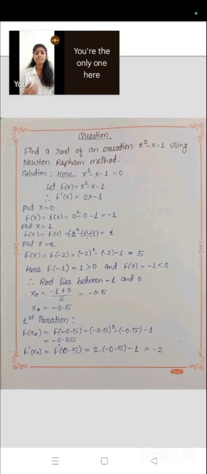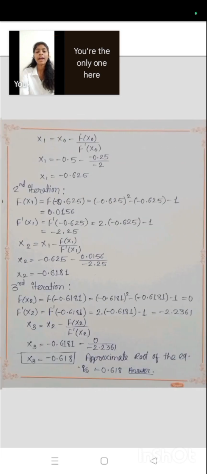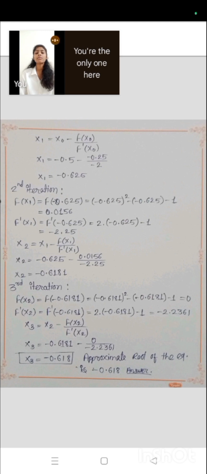So we perform the first iteration. f of x0 is equal to f of minus 0.5. In the equation of f of x, we put the value x0 as minus 0.5: minus 0.5 whole square minus 0.5 minus 1, and the value will be minus 0.25. And f dash of x0 is equal to f dash of minus 0.5, which is 2 into minus 0.5 minus 1. So the value will be f dash x0 is equal to minus 2. And here the formula is x1 is equal to x0 minus f of x0 upon f dash of x0.